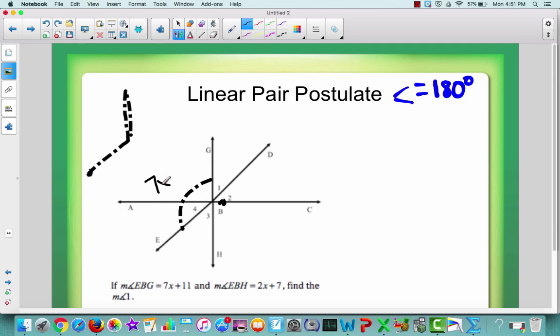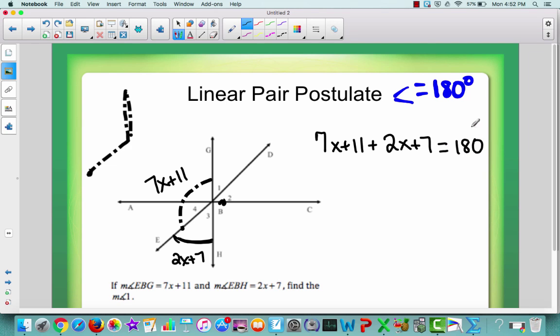It is 7x plus 11. There we go. And then angle EBH, which is this angle right here, is 2x plus 7. Well, if you turn this sideways, guys, you should be able to see that together they form a straight angle. So they are a linear pair, so you can add them and set them equal to 180 to solve for x. So 7x plus 11 plus 2x plus 7 equals 180 degrees.